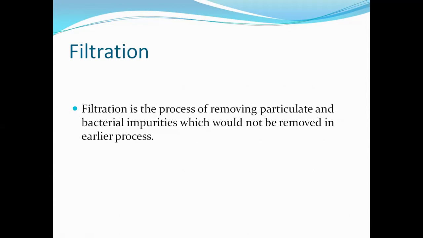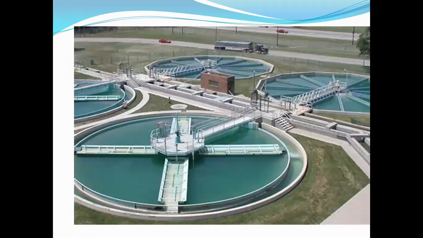What is the definition of filtration? Filtration is the process of removing particulate and bacterial impurities which would not be removed in earlier processes. Now see the picture. It is the filtration tank at the water treatment plant. It is circular in shape. In this picture there are four filtration tanks, and in the middle of the filtration tank the filter is provided.